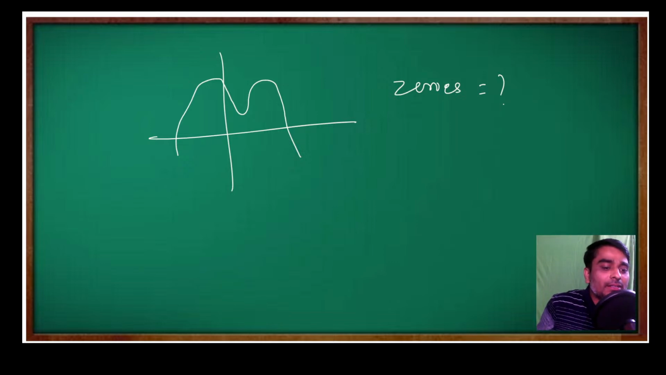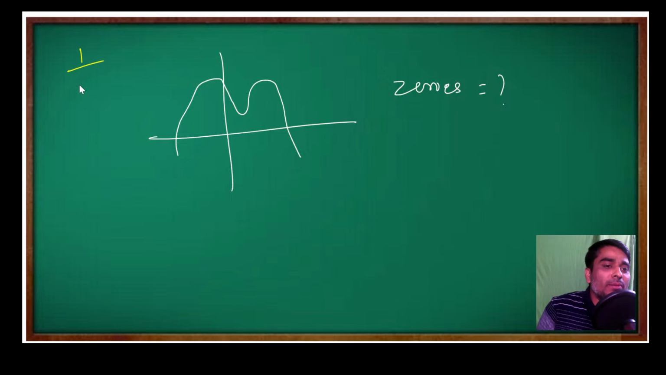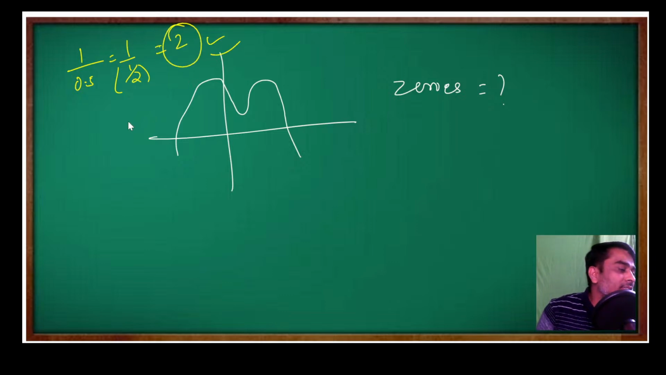Polynomial chapter, sir, it's option 3. Correct. Yes, option 3 is giving 2.1 by 0.5. So that is 1 by 1 by 2, which becomes 2. So option 3 is correct. Yes, correct.